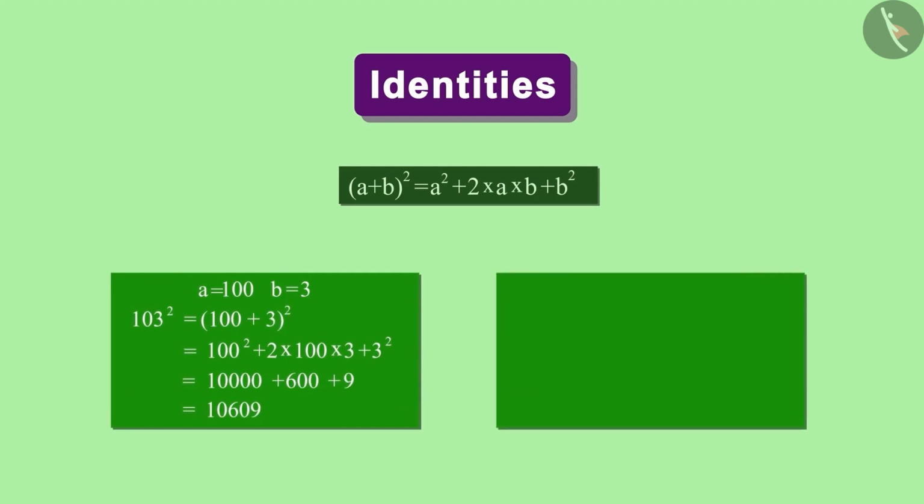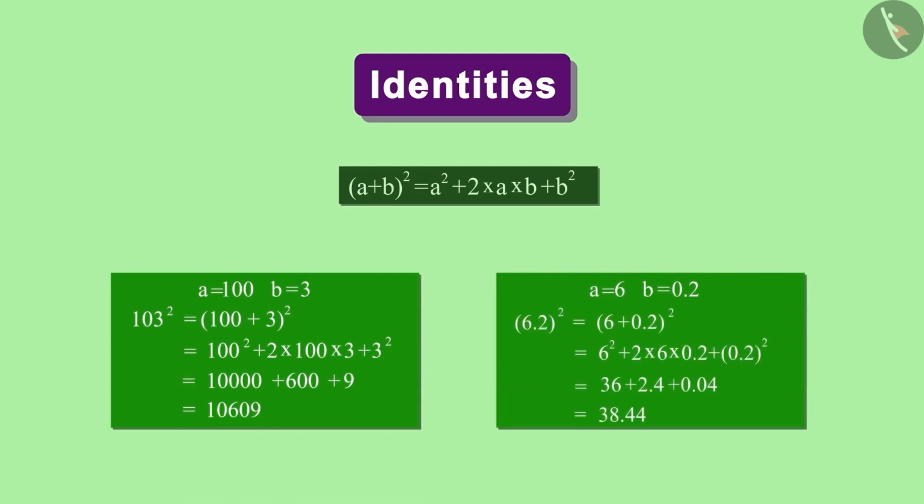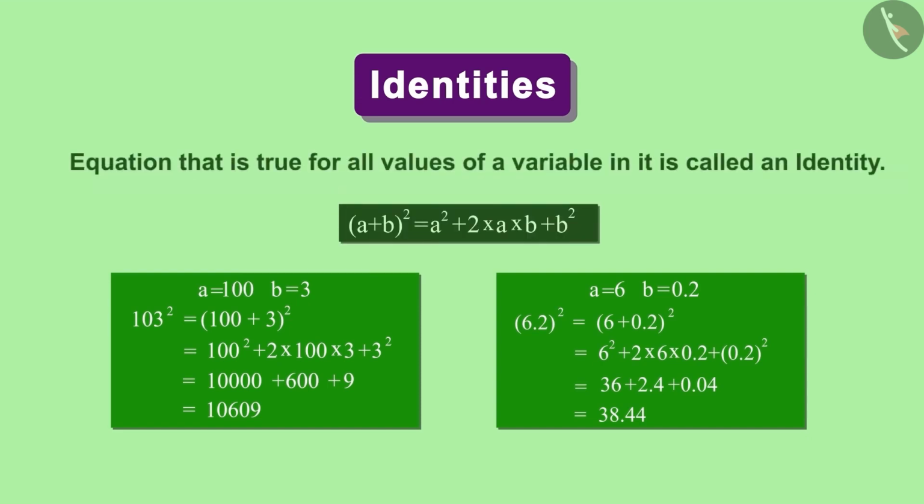Earlier, we considered a as 100 and b as 3. After that, we considered a as 6 and b as 0.2. Now you can stop here and try to put any other number in the place of a and b. You will see that this equation is true for any values of a and b. This type of equation, which is true for every value of the variable in it, is called an identity.